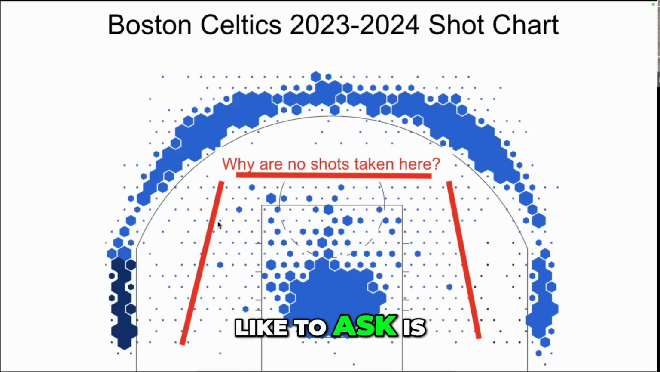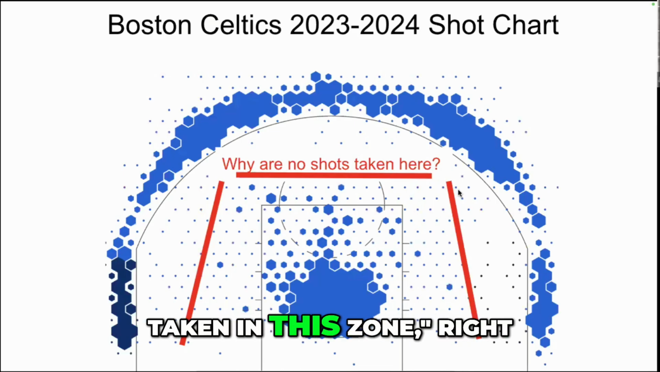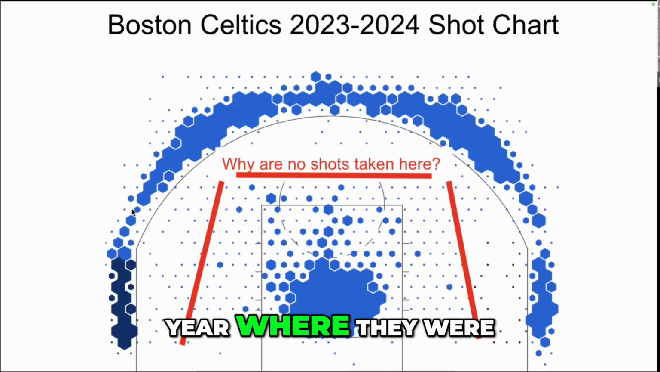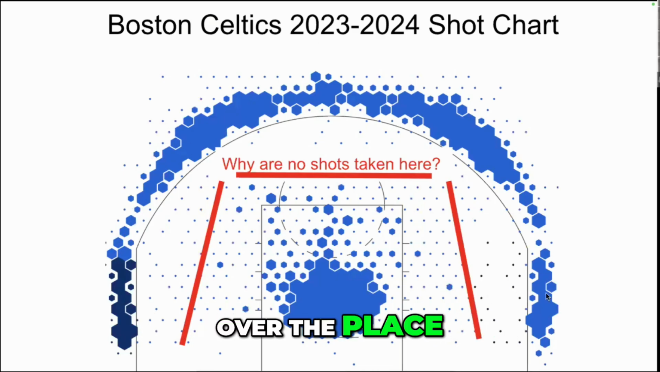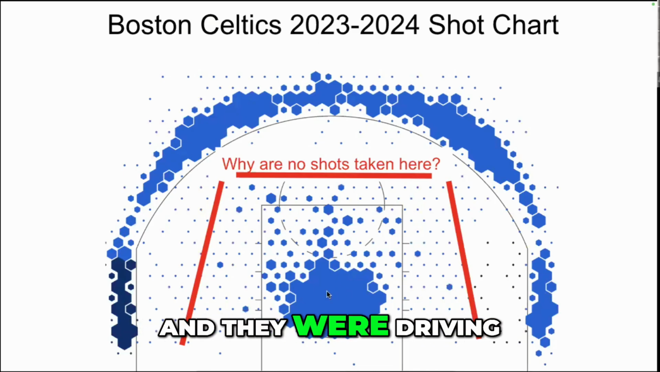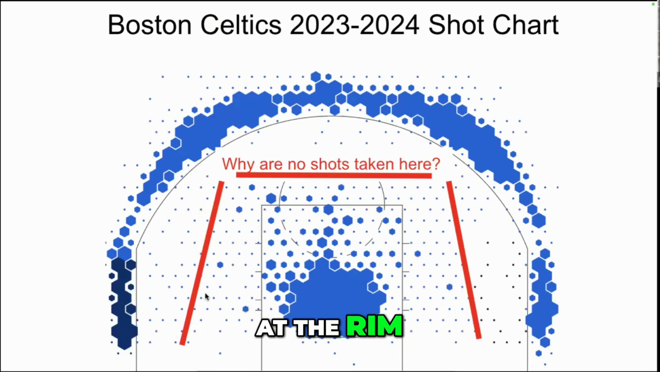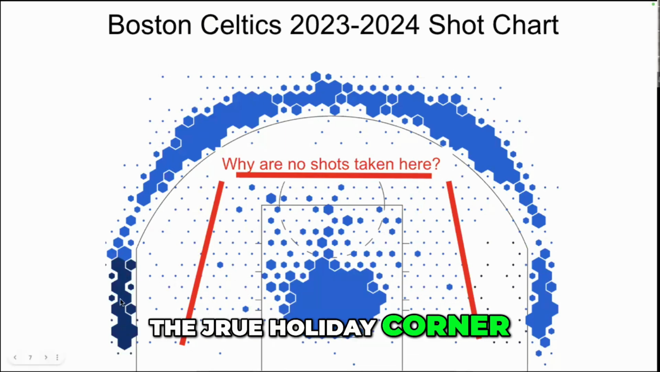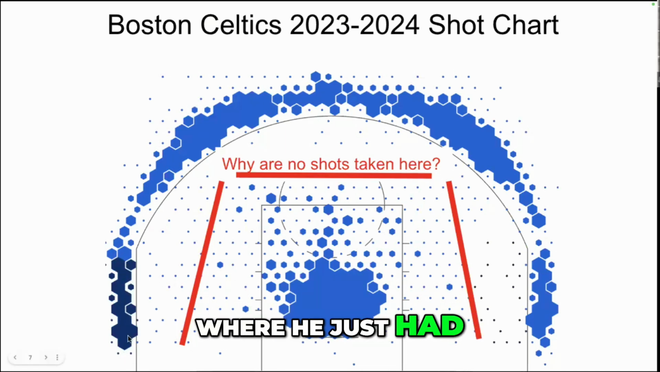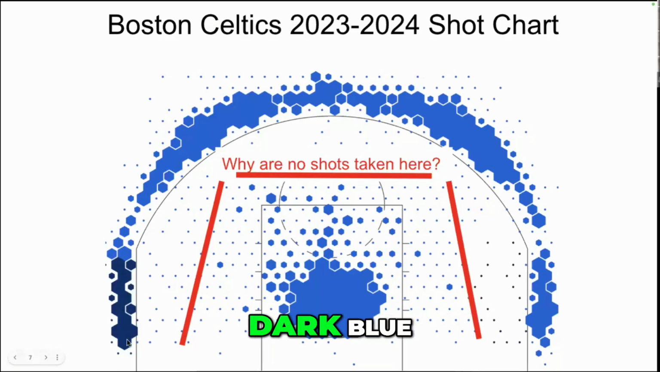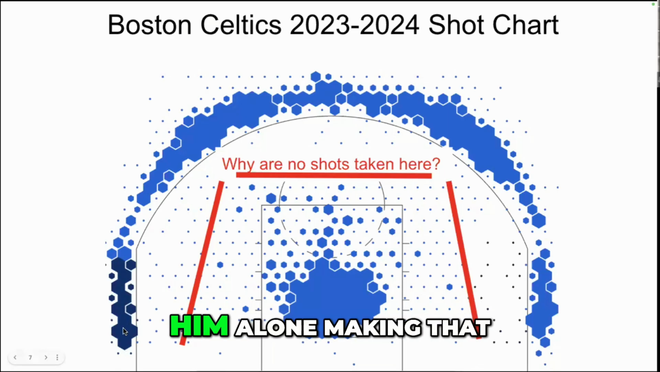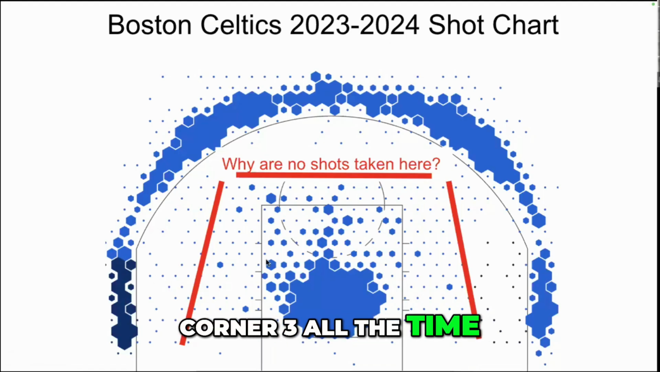So the question I like to ask is why are no shots taken in this zone, right? This was the year where they were stroking threes from all over the place, which they continue to do, and they were driving really well, finishing at the rim. This was actually the Drew Holiday corner, if you guys remember that season, where he just had this one spot where he never missed a three in his life. And so it was dark, dark blue, really just based on him alone making that corner three all the time.